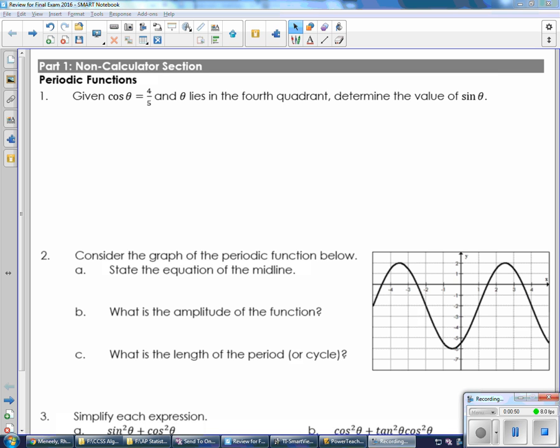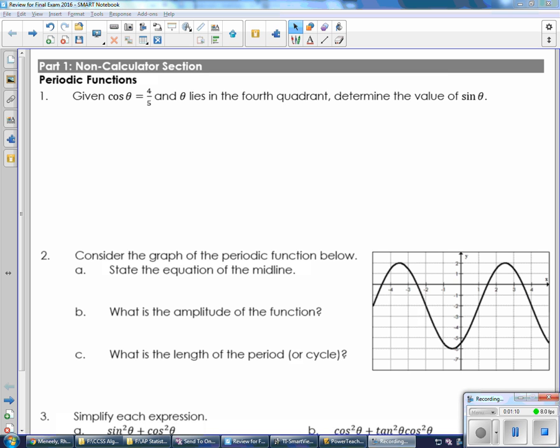The math itself is pretty straightforward. You shouldn't really have to worry about long division or multiplying by values that have three decimal places. But let's go ahead and take a look at the first problem. It says, given that the cosine of theta is equal to 4 over 5 and that theta lies in the fourth quadrant, determine the value of the sine of theta.